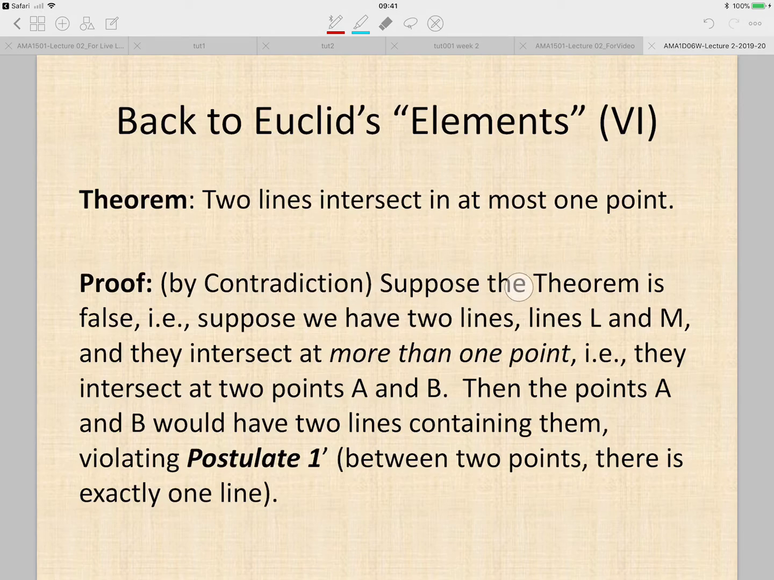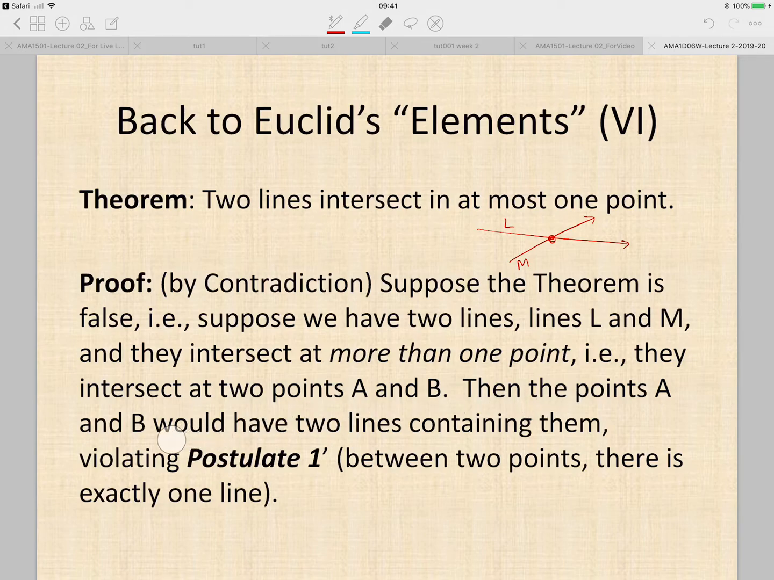Now, suppose this theorem is false. Suppose this statement is false: two lines intersect at most at one point. So here are two lines. They have to intersect at most at one point, right? Now suppose not. Suppose they intersect. Say this is line L, and this is line M. Now suppose lines L and M intersect at more than one point. That is, they intersect at 2 points A and B.